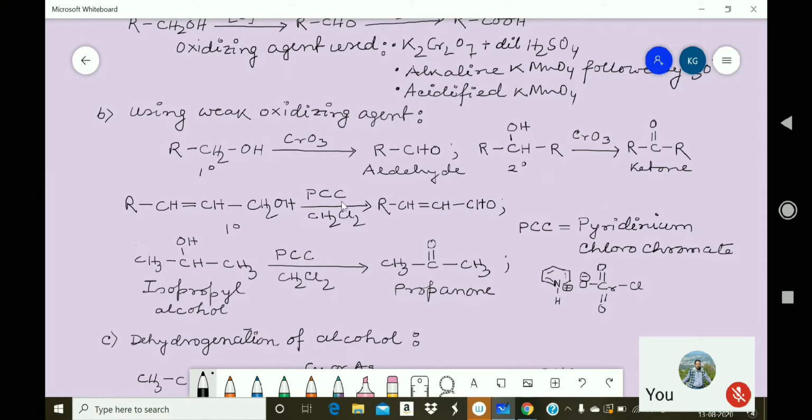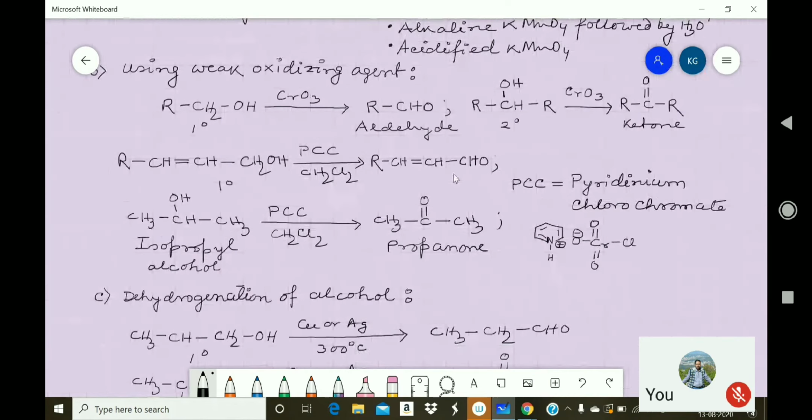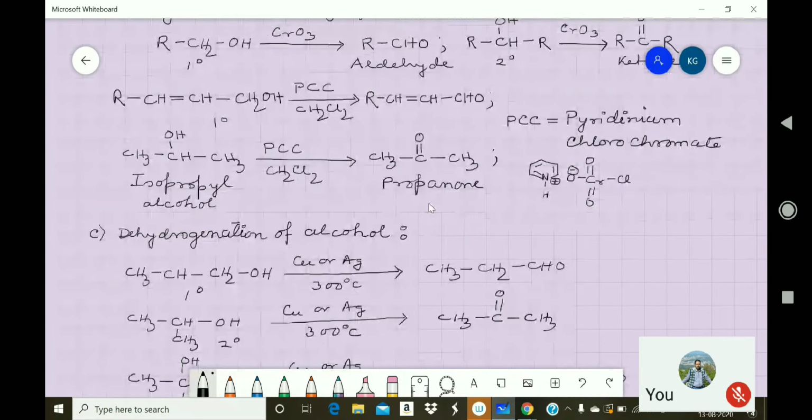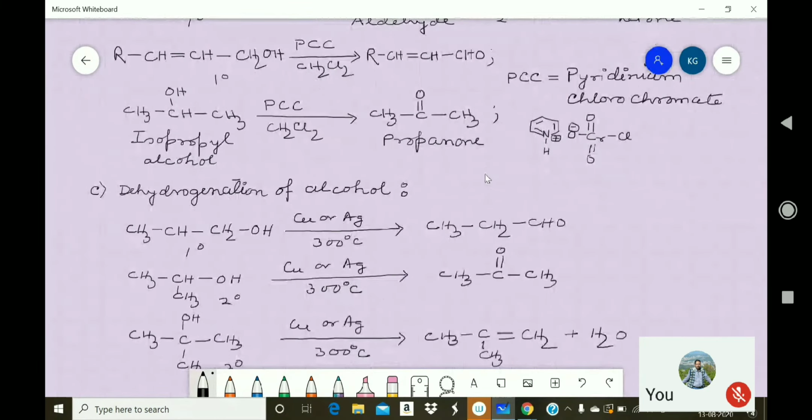And here you can follow that when this mild oxidizing agent is used, if there is any unsaturation at the side chain, it is not being disturbed. So this reagent, a weak oxidizing agent, is suitable for synthesis of organic compounds. So PCC is very useful, which is pyridinium chlorochromate. This is the structure drawn here. You can see. So the oxidation of 1 degree and 2 degree alcohol to aldehyde and ketone is possible by using weak oxidizing agents.